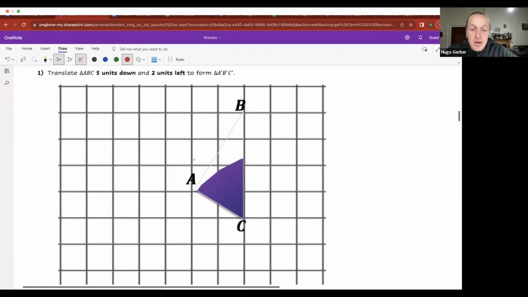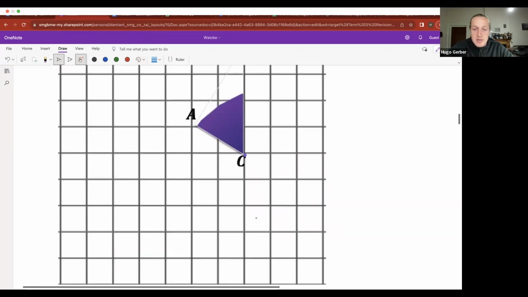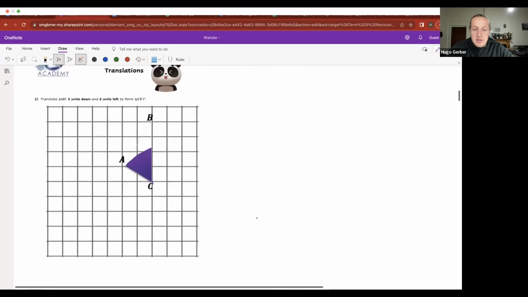All right, now let's start with C. I want to start with C, and I'm going to go to purple. And now we have to go from C. They asked us to go 5 units down. Let me scroll down a bit. Let me zoom out a bit. That's not going to work better.